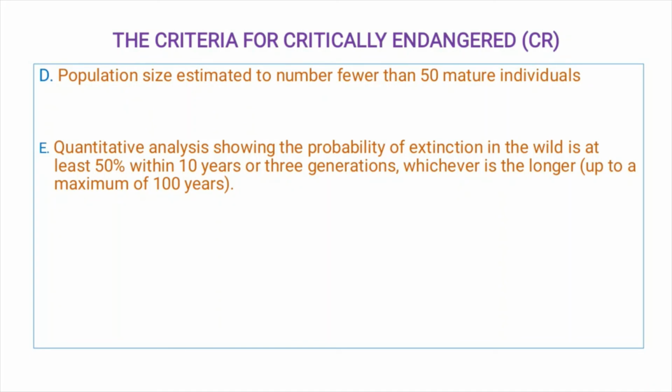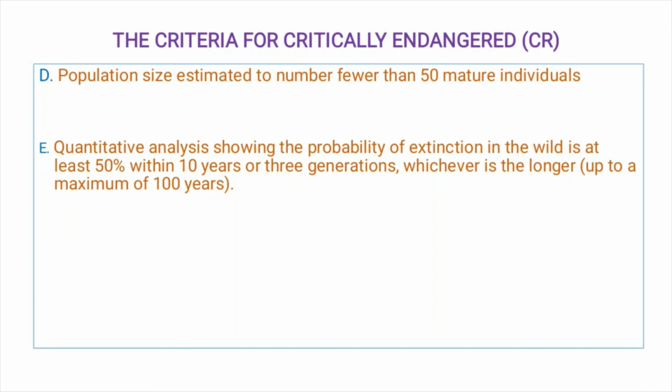Next is the quantitative analysis. Quantitative analysis includes any of the analyses that are used to estimate the extinction risk of a species based upon the life history, threats, habitat requirements, and the management options that are used to conserve the species.